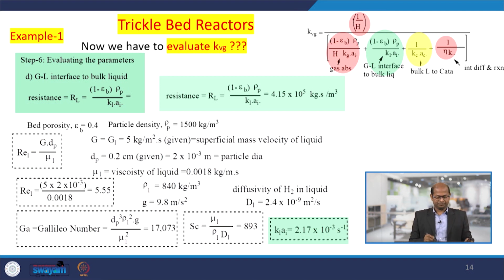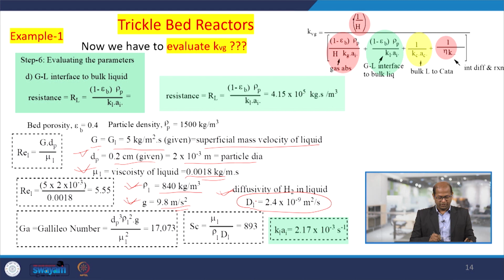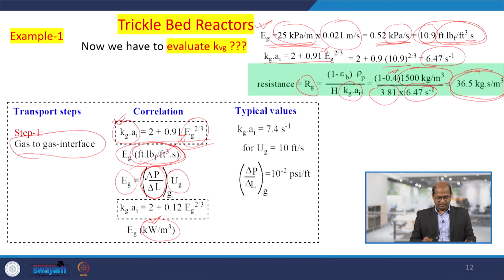See here, G is given as 5 kg per meter square second, the superficial mass velocity for liquid. The diameter of the particles is given, viscosity of the liquid is given, density of liquid is given, and the diffusivity of hydrogen in liquid is also given. Then all these components we can substitute in these equations. For the Reynolds number, G value is given, d_P value is given, viscosity of the liquid is given. So, the Reynolds number will come; we are getting 5.55.